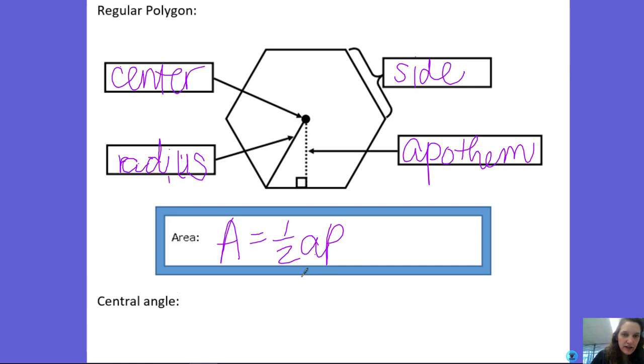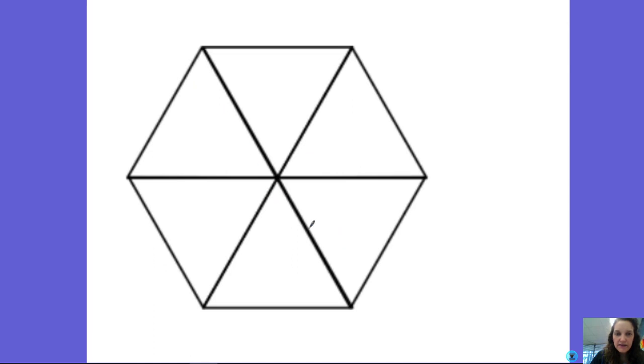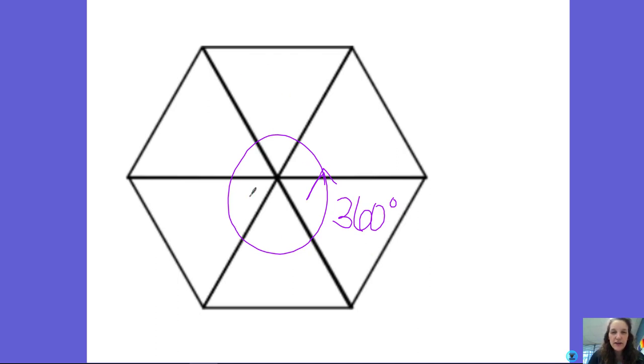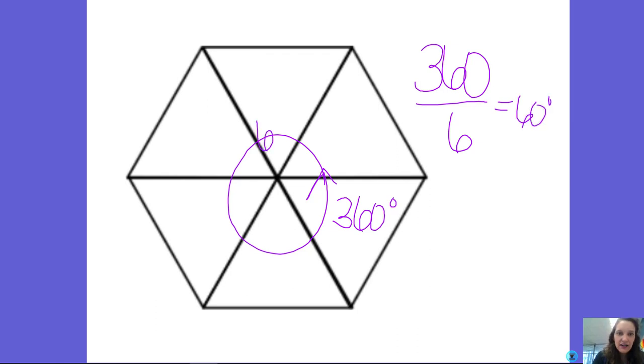But this concept of a central angle is if you were to take your polygon and divide it into a bunch of these triangles. All the way around the circle is 360 degrees. If this is a regular hexagon in this instance, then all of these triangles are going to be congruent, so all of these angles are going to be congruent. I would take 360, the total, and divide it by the number of triangles, which is the same as the number of sides, which is 6, and I would get that each of these angles is 60 degrees. This is 60 degrees, this is 60 degrees, etc.